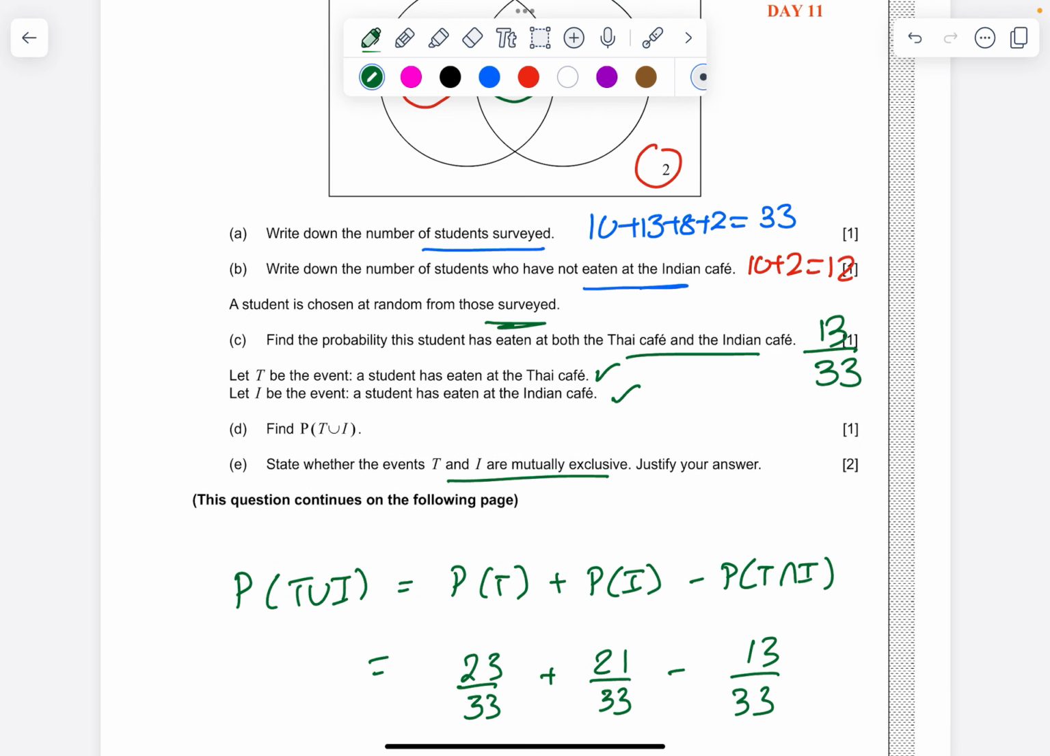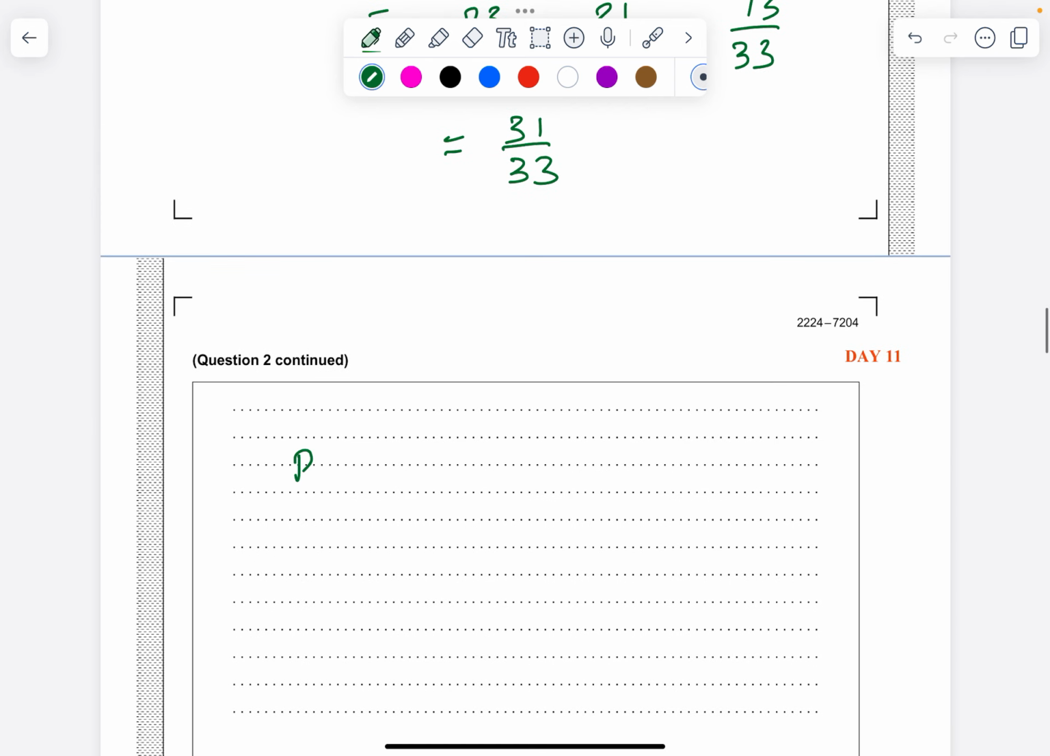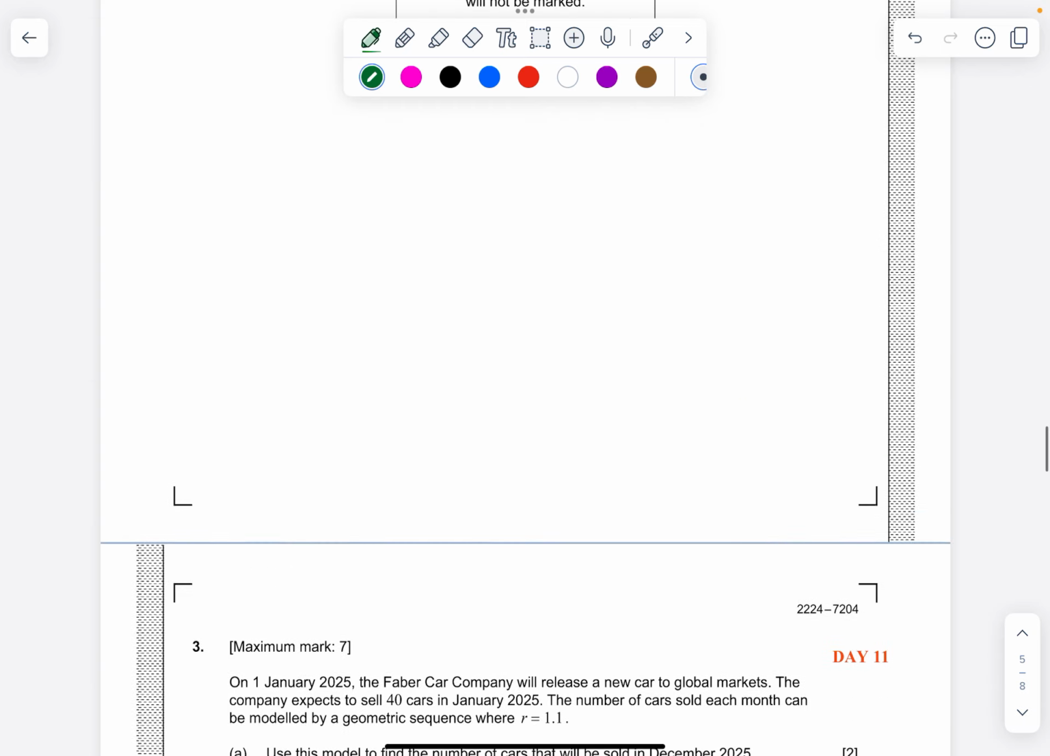State whether they are mutually exclusive or not. They are not mutually exclusive because the probability of T intersection I is not equal to 0. For mutually exclusive events, the probability of the intersection should be equal to 0.